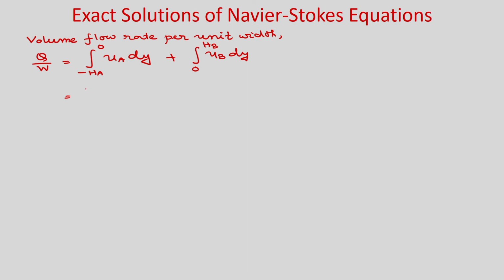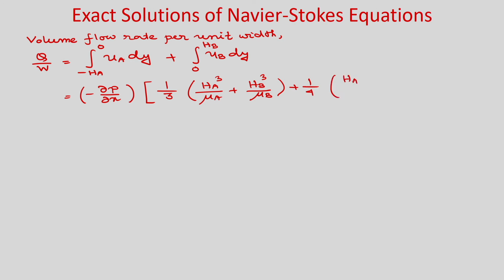Okay. So, if you put the velocity distribution U A and U B and do the integration and put the limits, finally you will get minus del P by del X into 1 by 3 into (H A cube by mu A plus H B cube by mu B) plus 1 by 4 into (H A square by mu A minus H B square by mu B) into (mu B mu A h B square minus mu B h A square) divided by (mu B h A plus mu A h B).